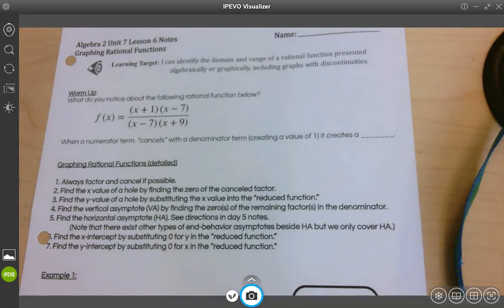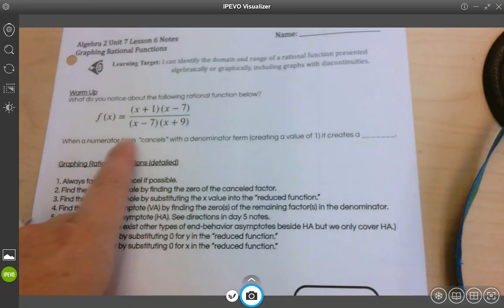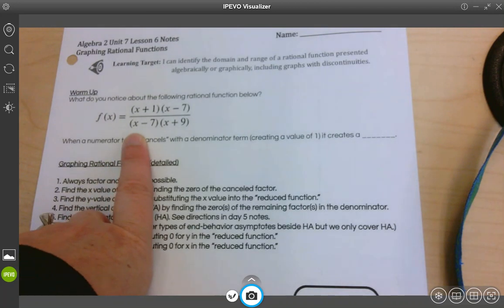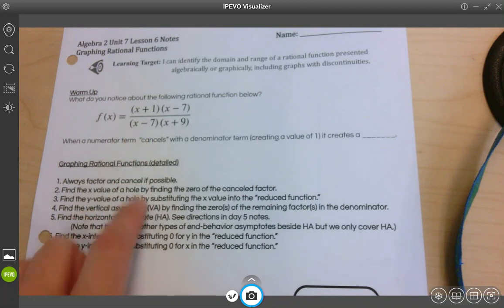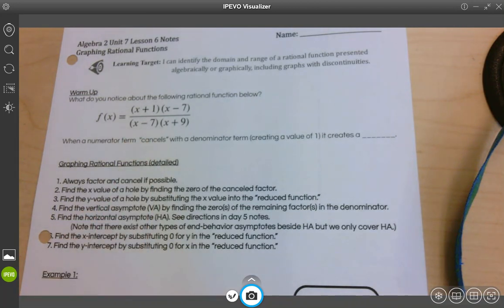All right, warm up. Raise your hand if you already looked at the warm-up question and noticed something. It is factored, right? So that's nice that it's already factored for you. If you are having trouble with factoring, please remind me next class on our review day to give you some extra factoring problems, okay?